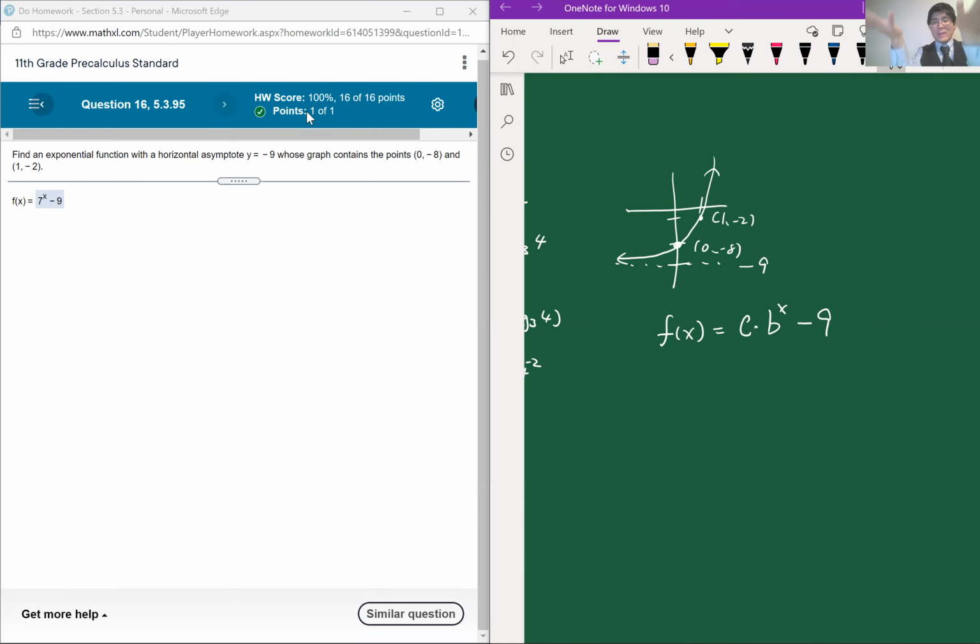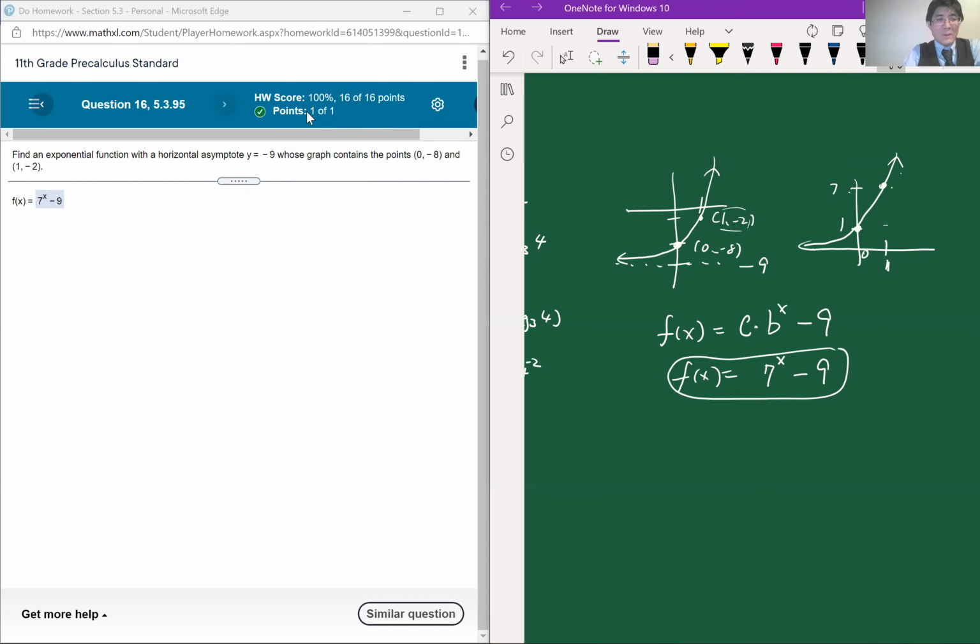Let's shift everything 9 upward to think clearly. If we move everything 9 above, then the y-intercept is going to become 1, and the point (1, -2) becomes (1, 7) after adding 9. So this is like a basic exponential function with base 7, because when x is 1, y is 7. This is the same thing as 7 to the power of x, shifted down by 9 units. So this is the expression satisfying all the conditions given.